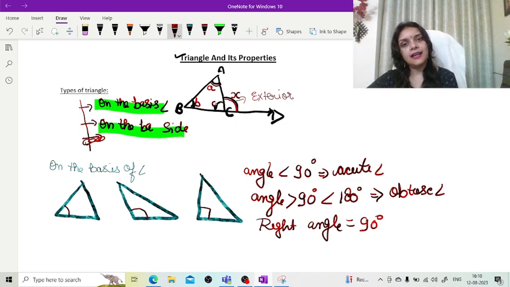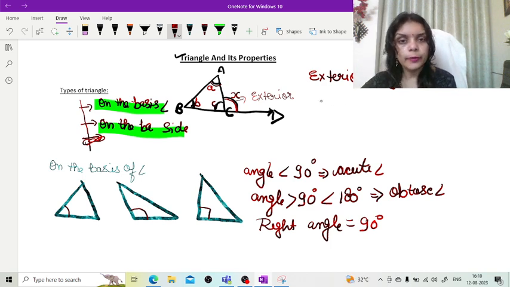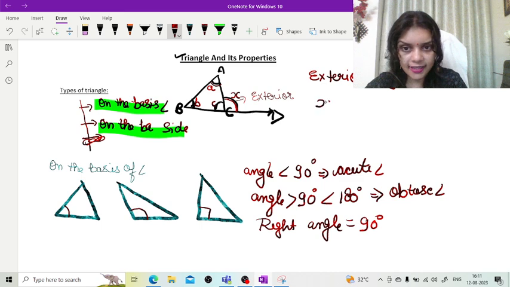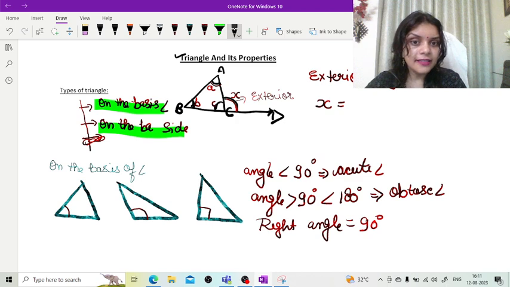So what is the exterior angle property? Very important property it is. According to the exterior angle property, the exterior angle will be equal to the sum of its opposite angles. Sum of its opposite angles means here the exterior angle is x, right? So it will be equal to the sum of its opposite angles. Now here the question is, what are the opposite angles here? See, this is x, right? So which one is opposite? Angle C is in the same line, so it will not be an opposite angle.